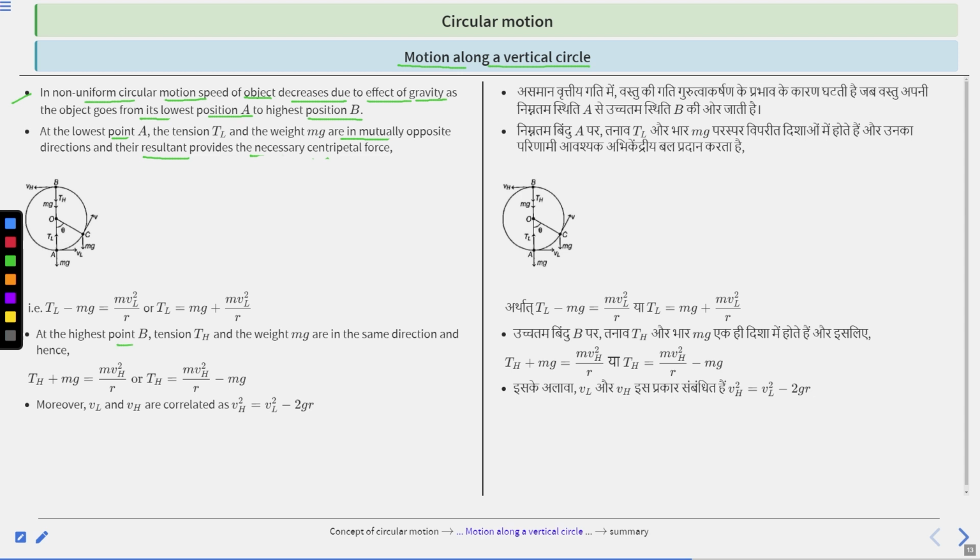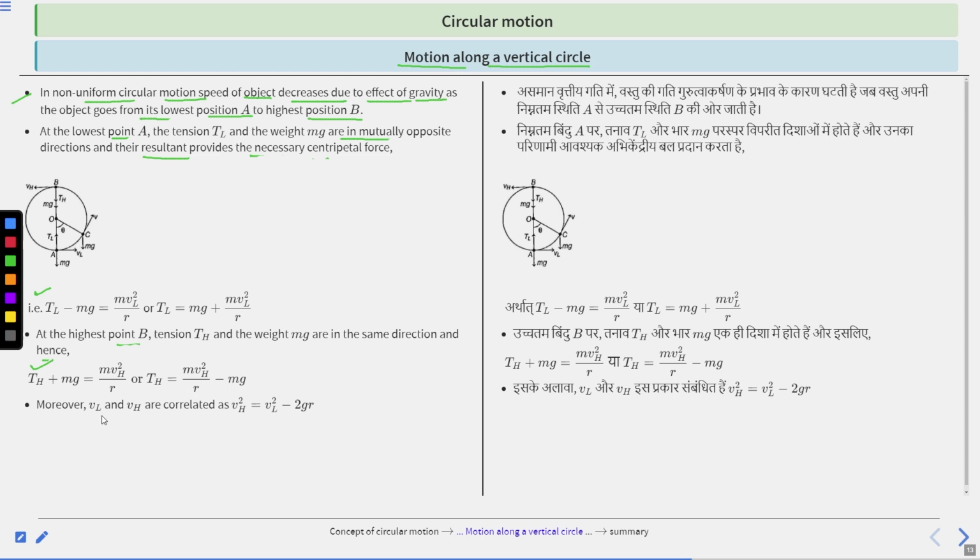At the highest point B, the tension TH and the weight mg are in the same direction, and hence TH plus mg is equal to mv square H divided by R. Solving this, you get TH is equal to mv square H divided by R minus mg. Remember that at the lowest point tension and weight are in opposite directions, but at the highest point they are in the same direction. That's why here the sign is minus and there it is plus. L denotes the lowest point and H the highest point.